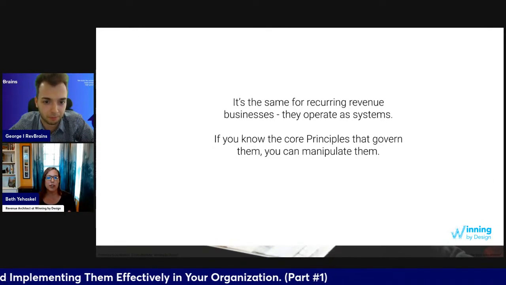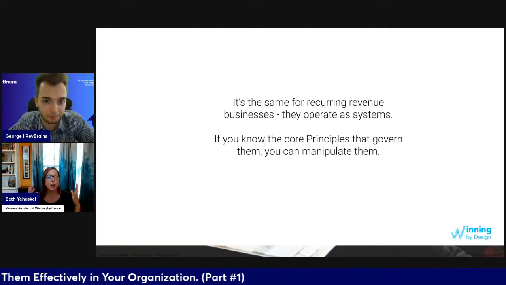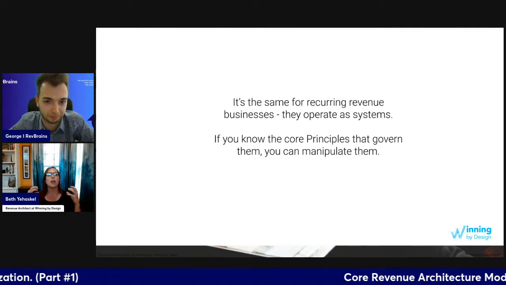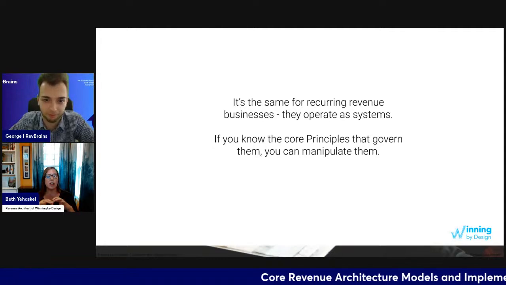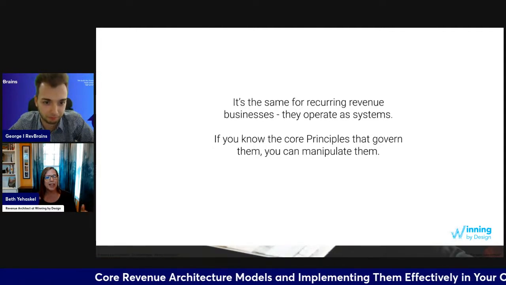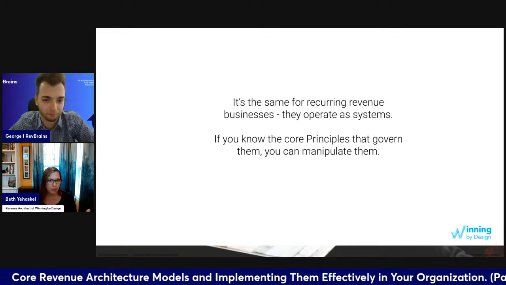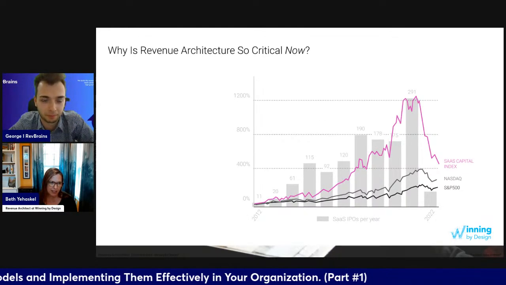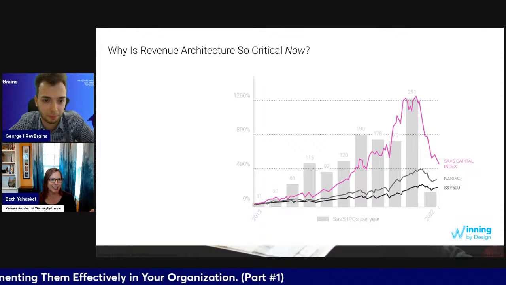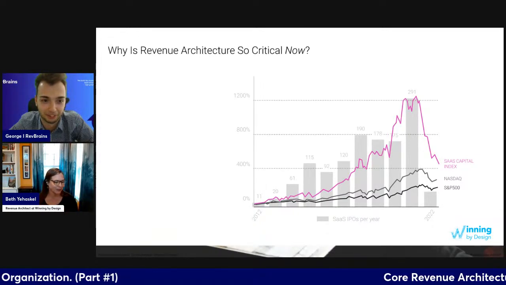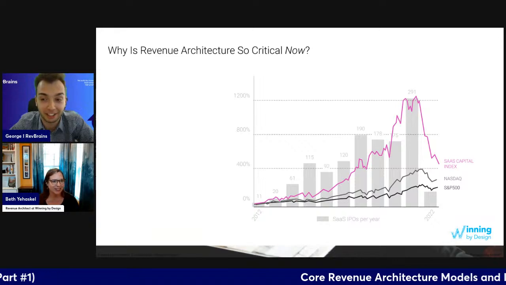And it's the same thing for recurring revenue businesses. They operate as systems once they get above about $10 million. And there are core principles that underlie successful recurring revenue businesses. And if you understand those, then you can start to manipulate them. So that kind of sets the stage about what revenue architecture is. So I'll pause for a second and see if there's any questions about that before I go into why it's so important right now. Sound good?